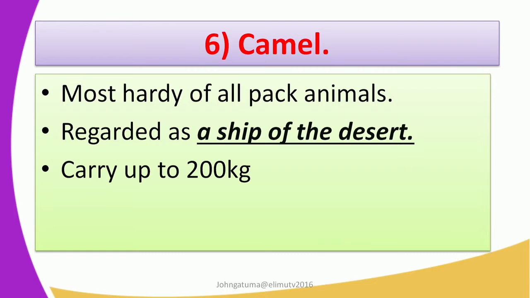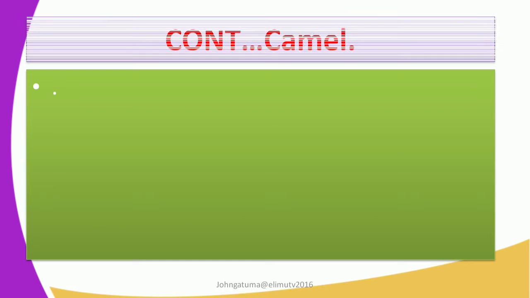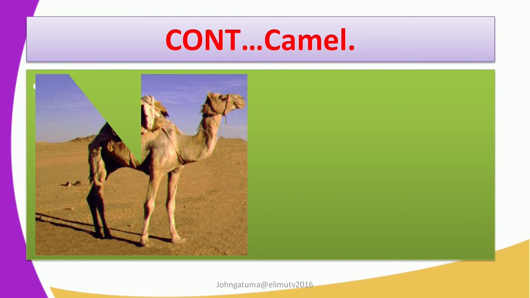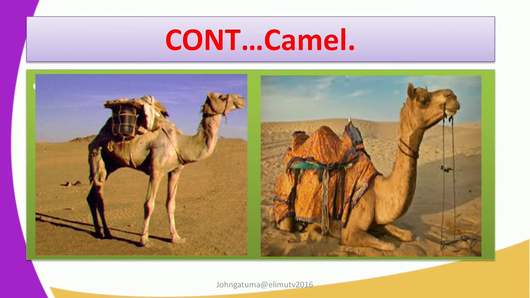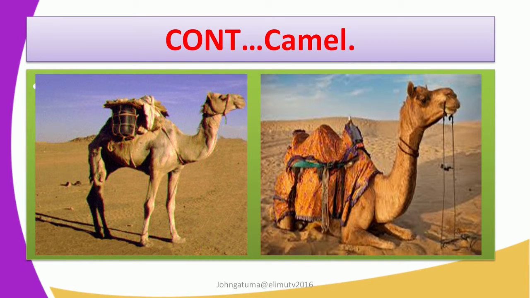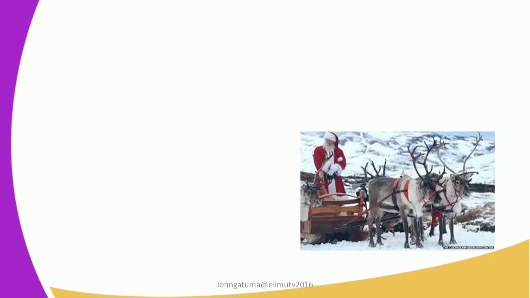The camel, being one of the hardy animals, can carry up to 200 kg. Look at the picture of the camel. This is the picture of the camel carrying goods in the desert. It's the ship of the desert because it's adapted to the desert. Its physical features, how it's adapted, it has a mechanism to survive in the desert. We have another picture of a camel, which shows that it can carry goods in the desert.